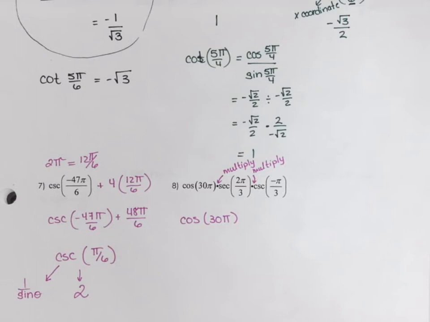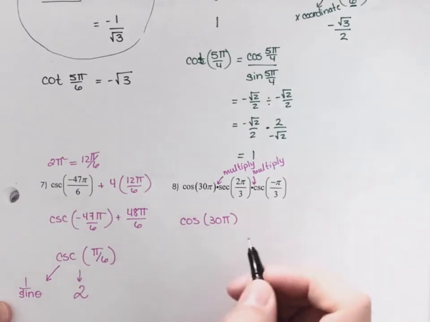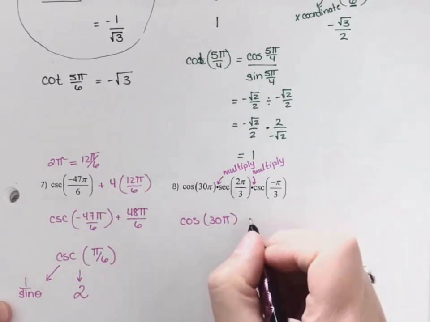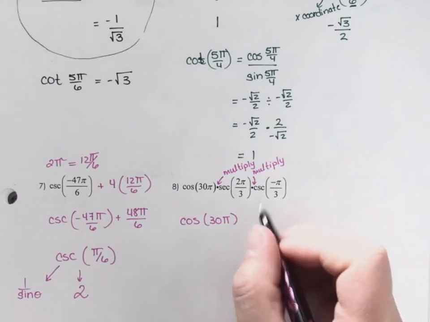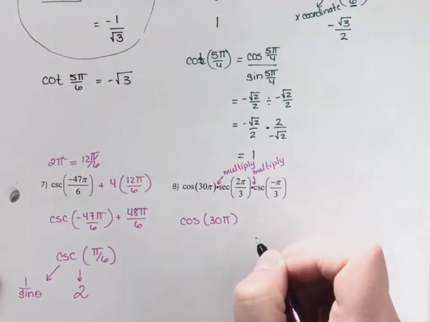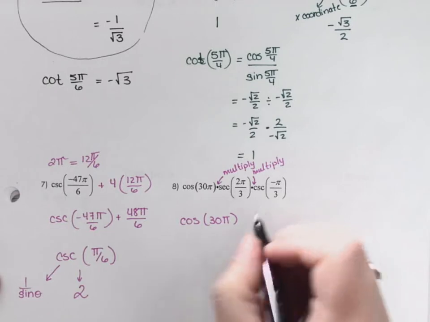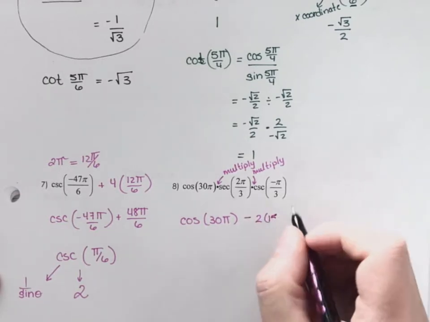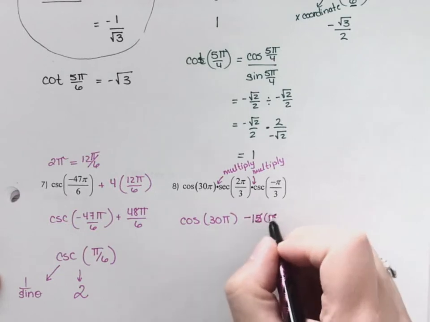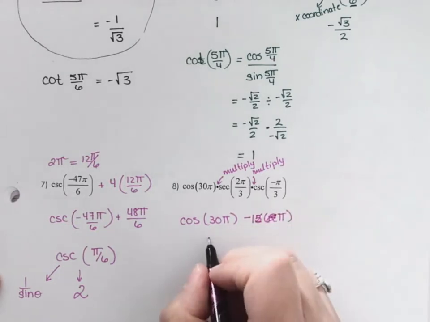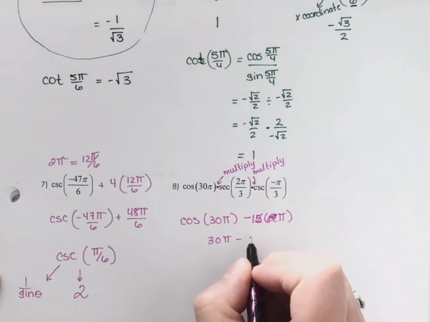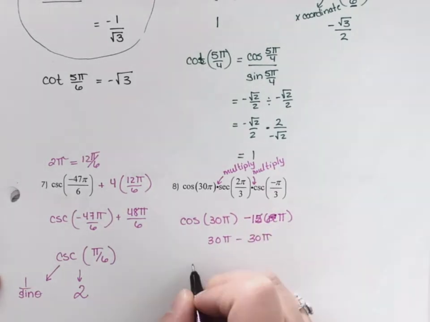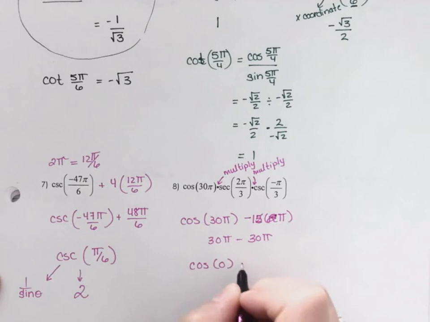Where are you guys at 30 pi, you crazy kids? Wait. What do I got to take out? What are your full rotations in? 2 pi. 2 pi's. So how many 2 pi's am I taking out? 15. So we're going to minus 2 times 15 times 2 pi. And we're going to have 30 pi minus 30 pi. What the heck? So cos of 0.